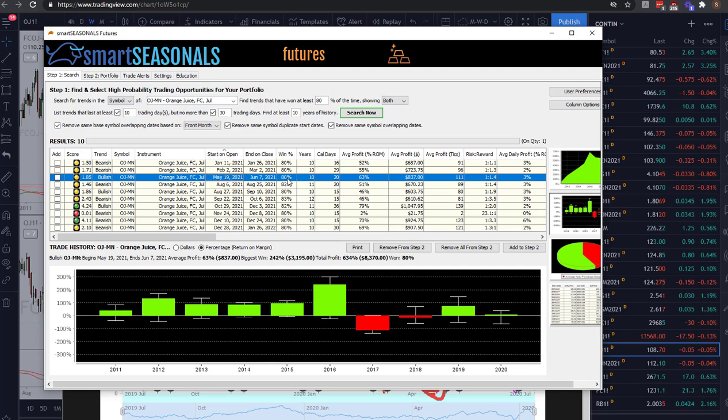So this trade has been profitable 80% over the last 10 years. You can see the average profit, average drawdown, all that good data over there. We've had nice consistency. We had a couple of losses here back to back in 17 and 18, picked back up with gains in 19 and 20. So we'll see how it works this year.